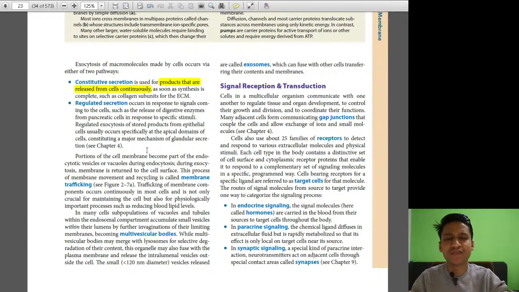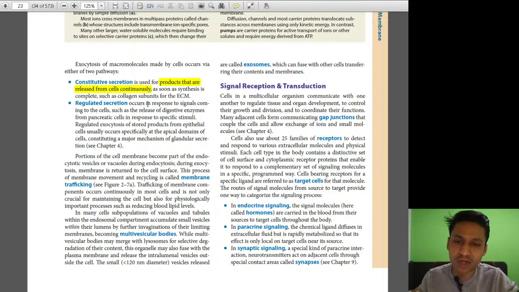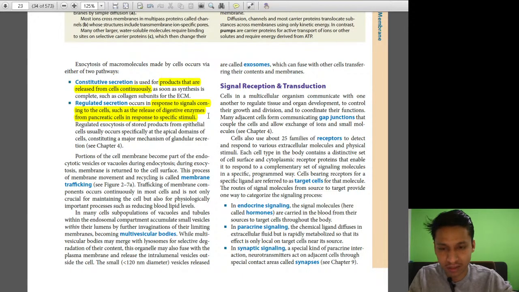See chapter 4. We will study this again in chapter 4, about the signal regulated exocytosis. For now, we can just highlight that regulated secretion occurs in response to signals coming to the cells, such as the release of digestive enzymes from pancreatic cells, with a specific stimulus. So, this type of exocytosis is often found in all the hormonal glands. We need a stimulus, and only when we have a stimulus does exocytosis take place.